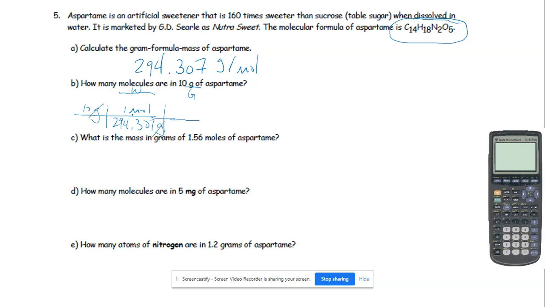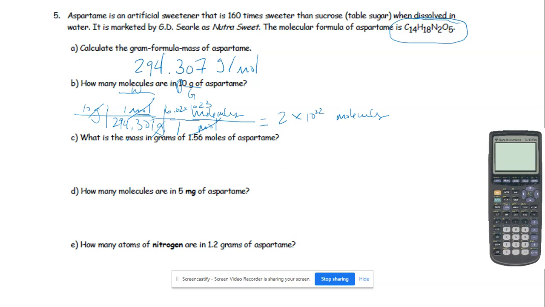Grams is canceled out. I have moles. Get rid of moles by putting it on the bottom. Put molecules on the top. Moles on top and bottom cancel out. In 1 mole, there are always going to be 6.02 times 10 to the 23rd molecules. 10 divided by 294.307 grams times 6.02 times 10 to the 23rd is going to give us, with only 1 sig fig given to us, 2 times 10 to the 22 molecules of aspartame.